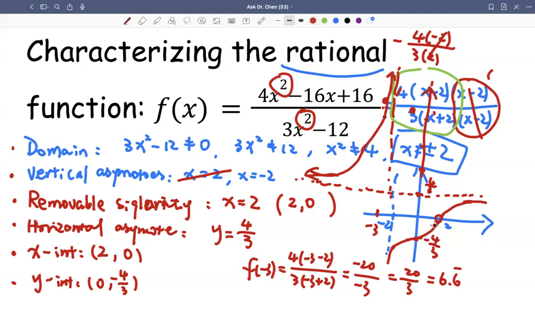And this graph should be drawn better. So this graph should be somehow like this. Oops. So here it gets closer to this asymptote, and this side gets closer and closer to this asymptote. So I have these two pieces. So I guess that's it. But the graph is really bad. So the characteristics are all this.